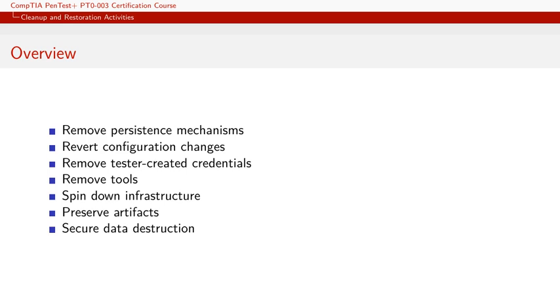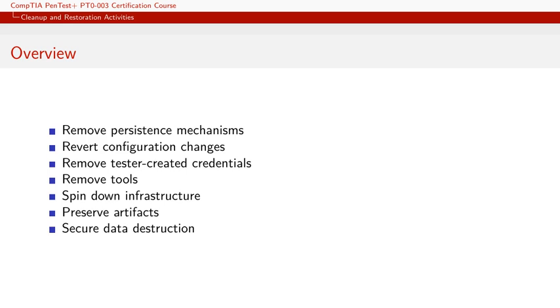In this section, we'll focus on the key activities involved in the cleanup and restoration phase of your penetration testing process. First, removing persistence mechanisms is critical. These are backdoors or methods that could allow an attacker to re-enter the system. Ensure all implants and persistence methods are completely eradicated. Next, revert any configuration changes you made during testing. This ensures the system returns to its original, secure state and that no altered settings could introduce vulnerabilities.